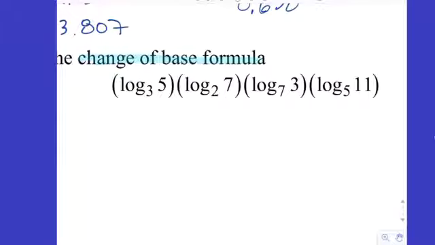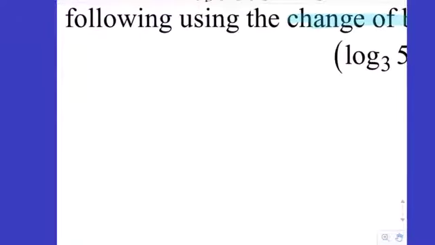We have 4 bases up there, 3, 2, 7, 5. 2, you want to choose 2? All right, 2 it is. See? It's a democracy. We're going to change them all to base 2.